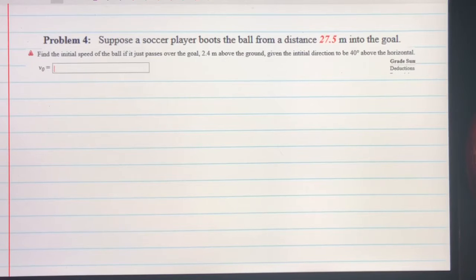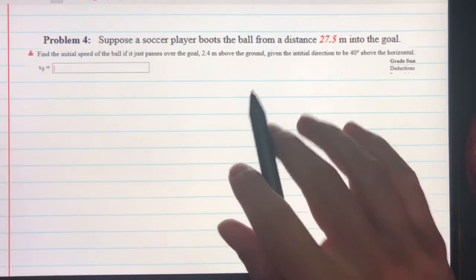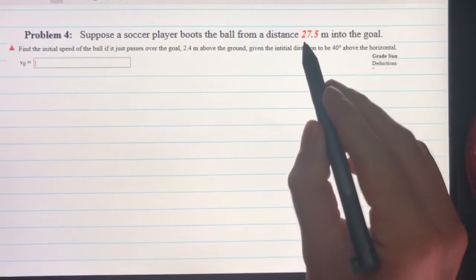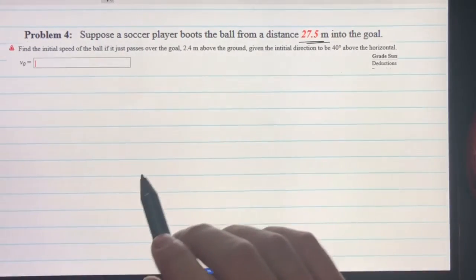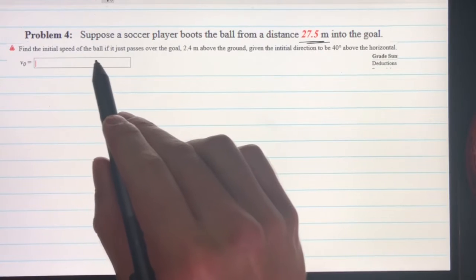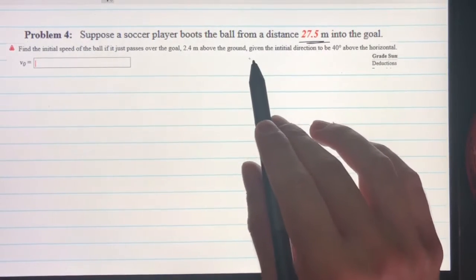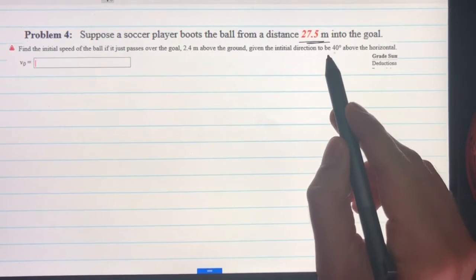Alright, so I'm going to be explaining how to solve the soccer goal problem from Expert TA. It says, suppose a soccer player boots the ball from a distance of 27.5 meters into the goal. Find the initial speed of the ball if it just passes over the goal 2.4 meters above the ground, given the initial direction to be 40 degrees above the horizontal.